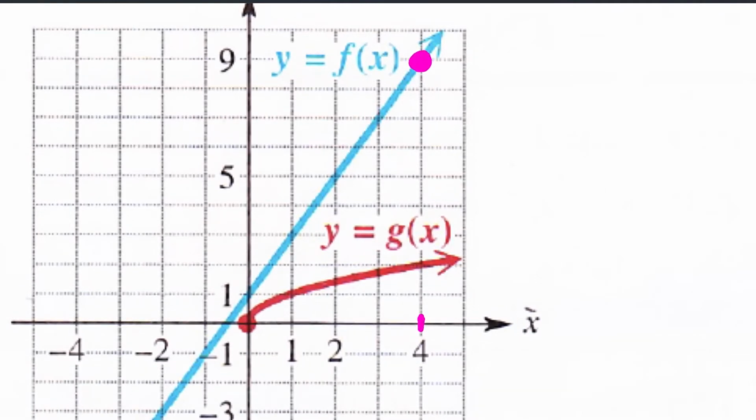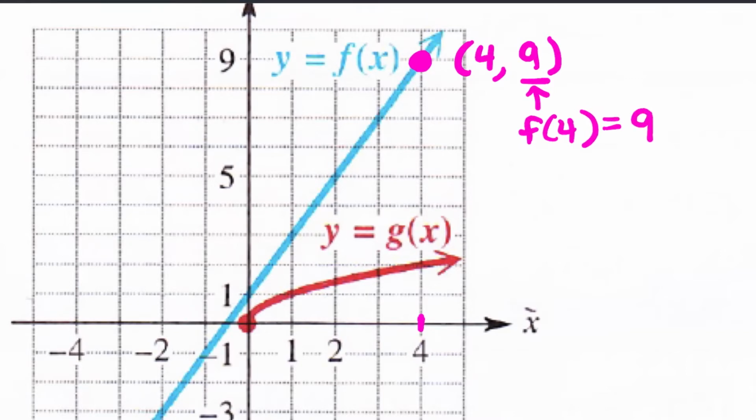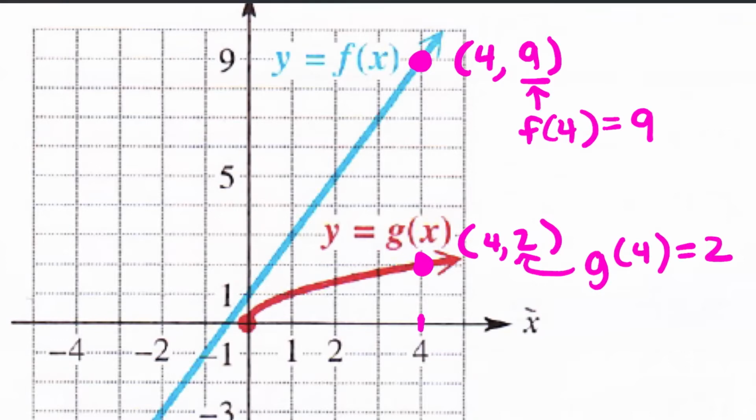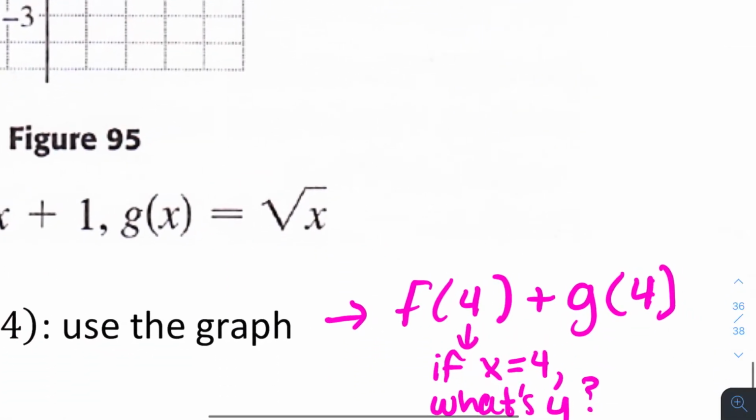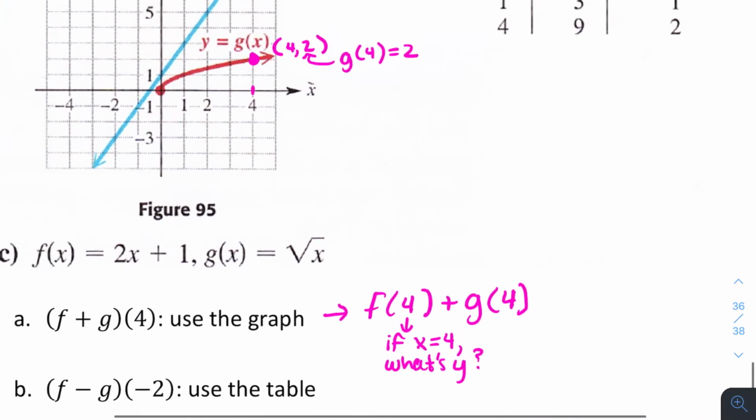if I go to where x is 4 and then look at my points, on f of x, I have the point 4, 9. So f of 4 is equal to 9, because when I plug in 4, I get 9 out. Similarly, if I look at g of x, if I plug in 4, I get 2 out for my y value of that point, so g of 4 is equal to 2. Which means if I go back and actually do f of 4 plus g of 4, I'm going to have 9 plus 2, which is just going to equal 11 for my final result.